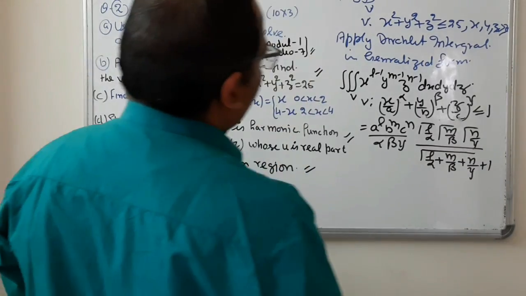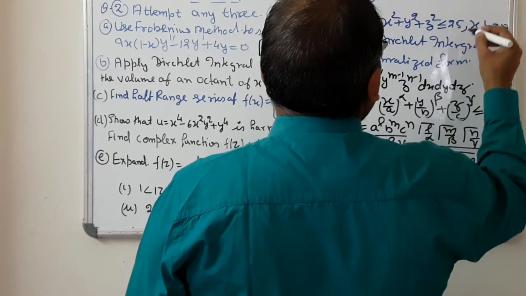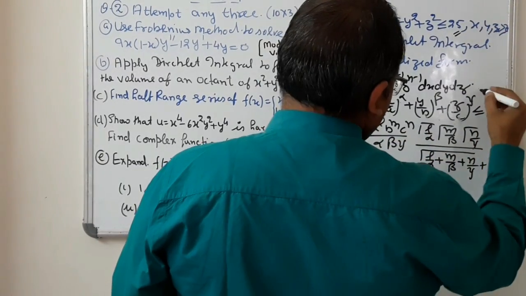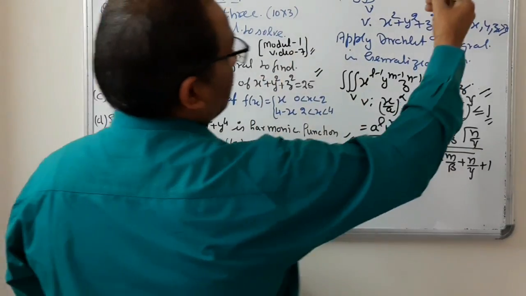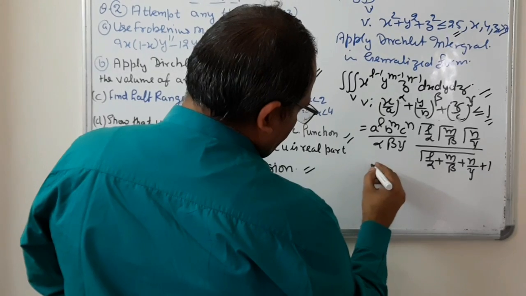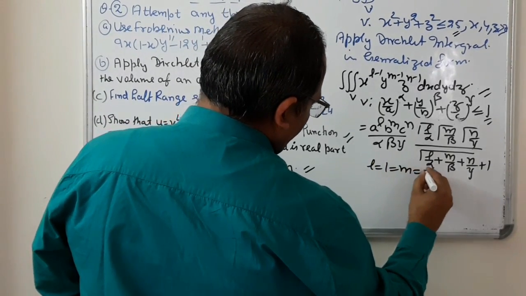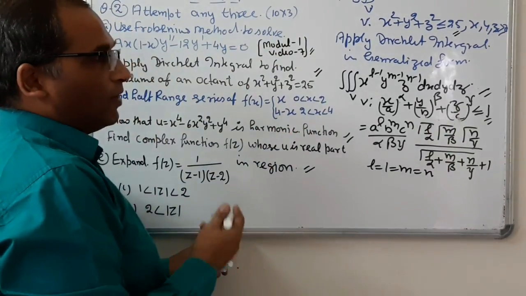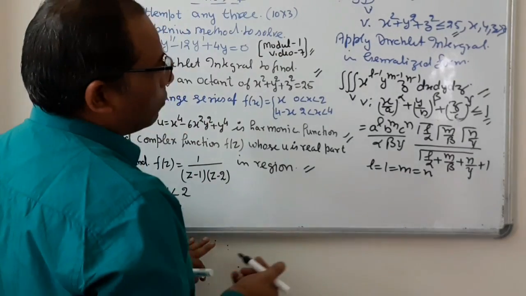For applying this, we compare the given integration and region with this integration and this region. If we compare these two, you can see the power of x, y, z is 0. That means we can say l equal to m equal to n, because the power is 0, so l minus 1 equals 0. So l equals 1, m equals 1, n equals 1.